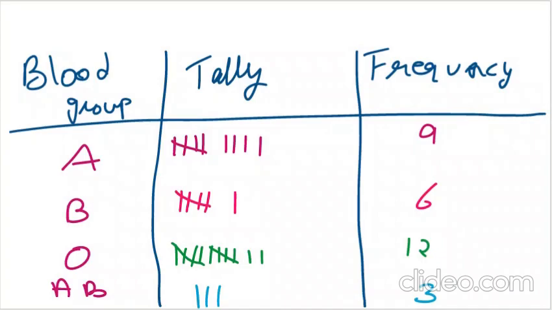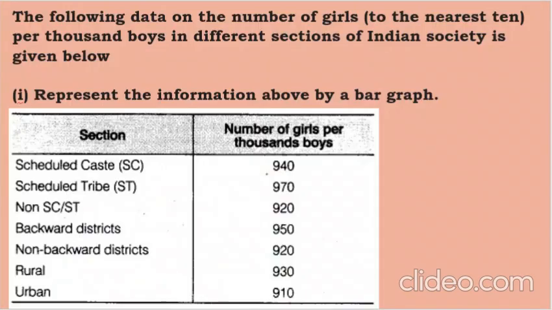Alright, now the next question. The following data on the number of girls to the nearest tens per thousand boys in different sections of Indian society is given. Represent the information above by a bar graph. The sections given are SC, ST, non-SC/ST, backward district, non-backward, rural and urban. Now we have to write it in the form of a bar graph.